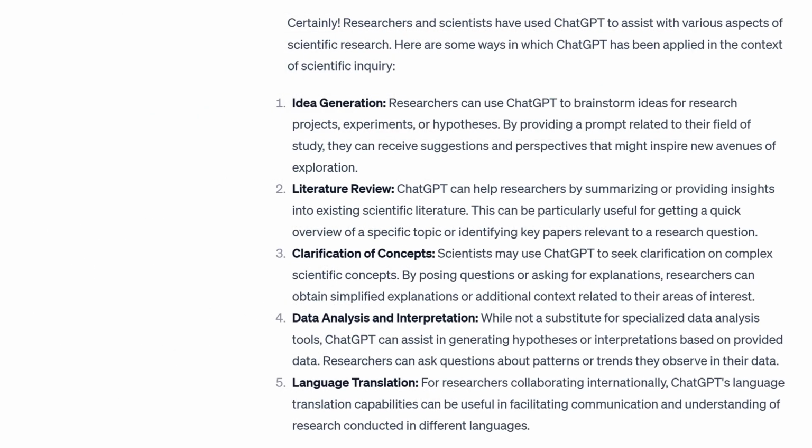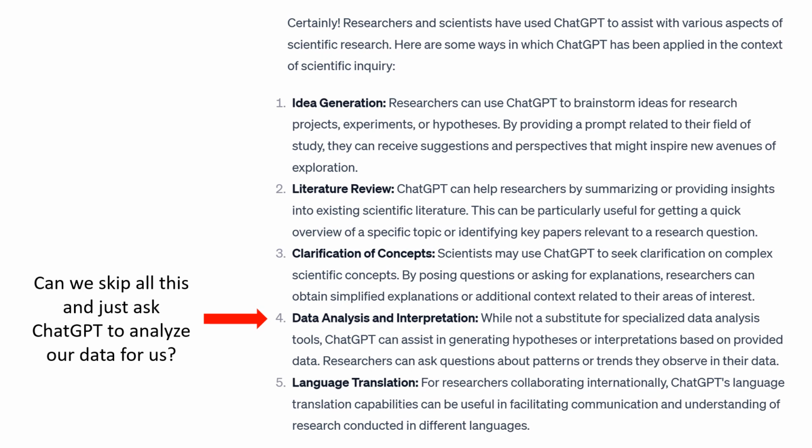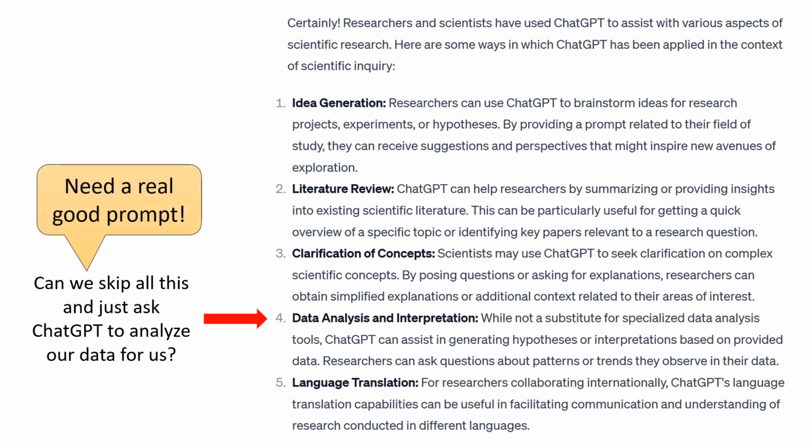But before finishing up this presentation, it seems that perhaps we could skip the idea generation phase altogether and ask ChatGPT to go ahead and just analyze our data for us. Well, that could be a whole separate video, but what we should know by now is that we need a real good prompt to try that out.